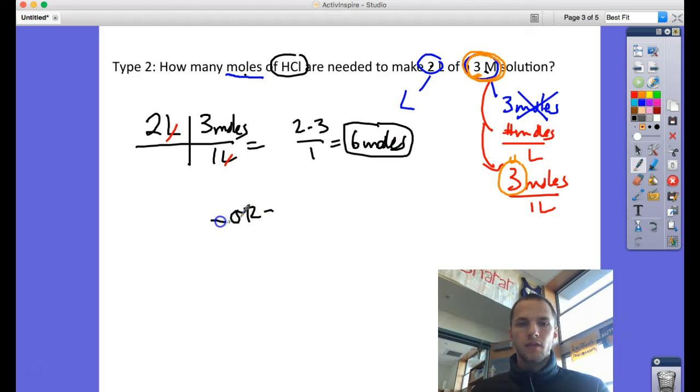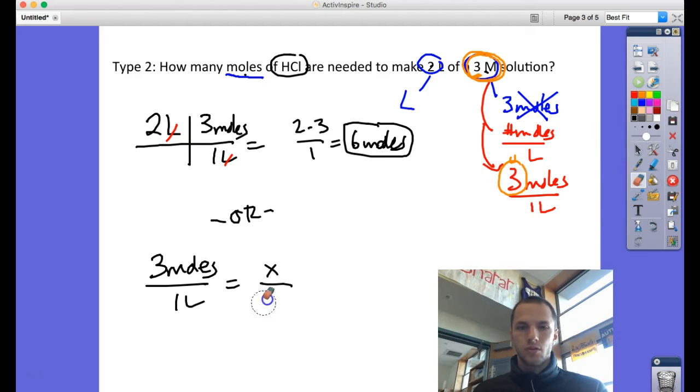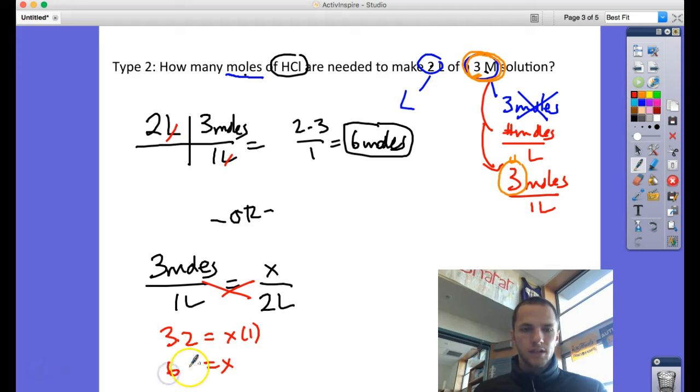Or I could think of it as a ratio, as a proportion. If I'm going to have 3 moles per every 1 liter, how many moles do I need for 2 liters? So here I would just cross multiply. So I'd have 3 times 2 equals x times 1. So x is equal to 6 moles, just like I got here. Either way, totally appropriate way to solve the problem. Okay? Let's take it to the next level now.